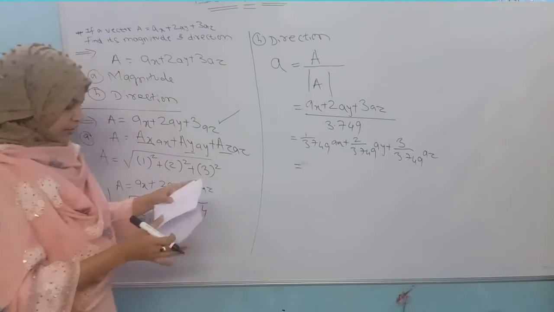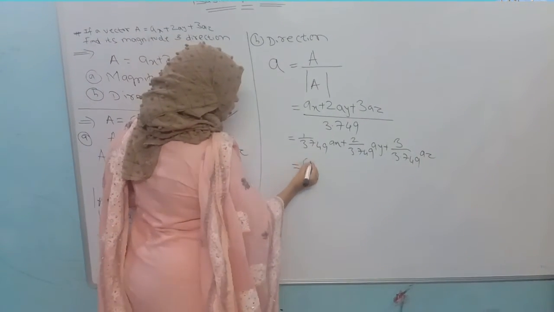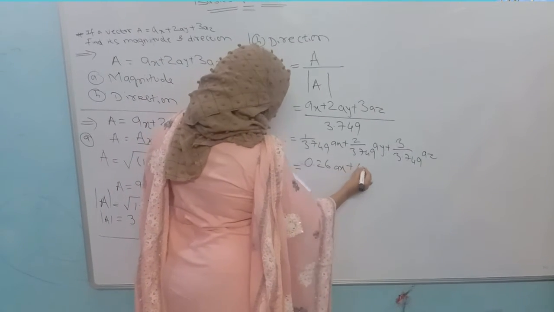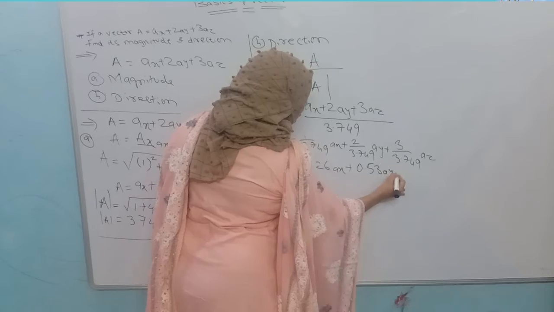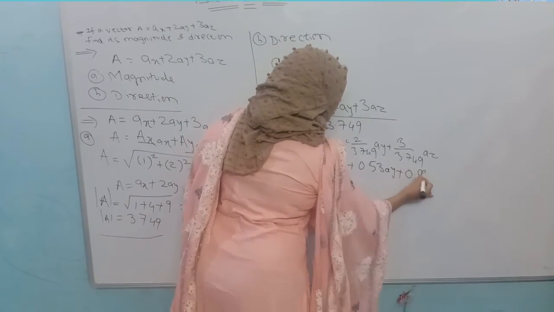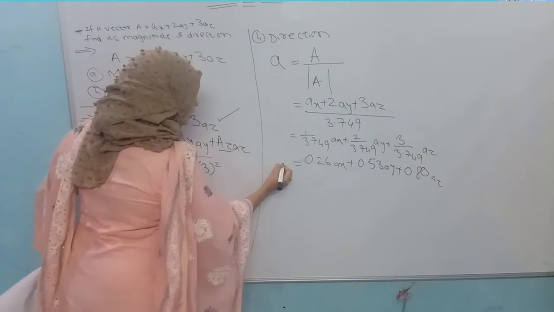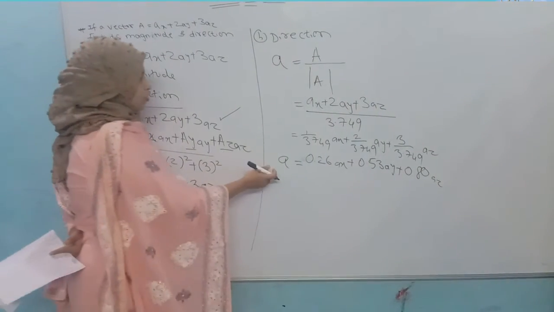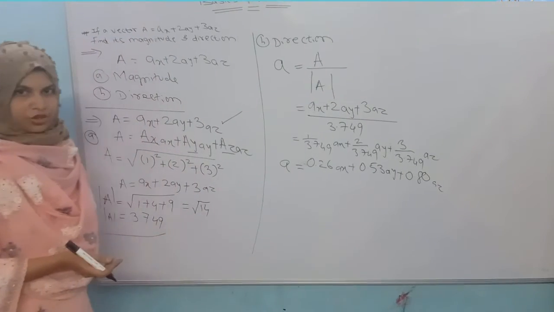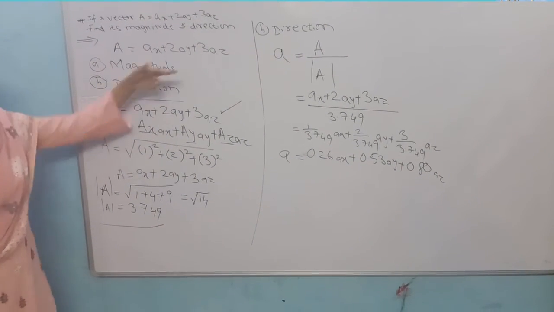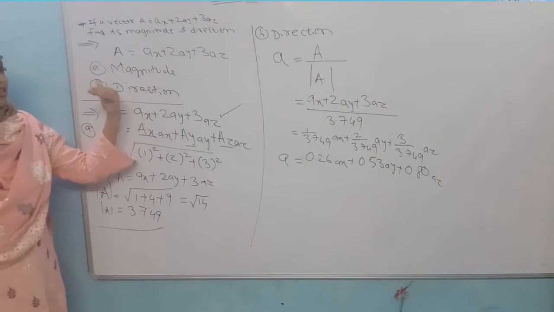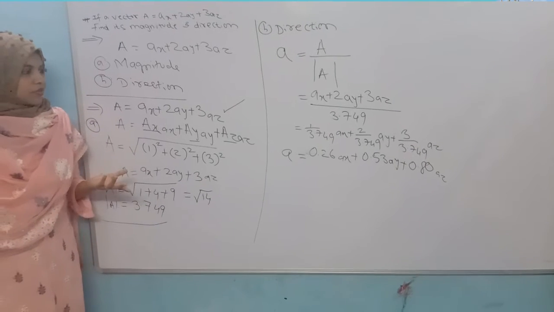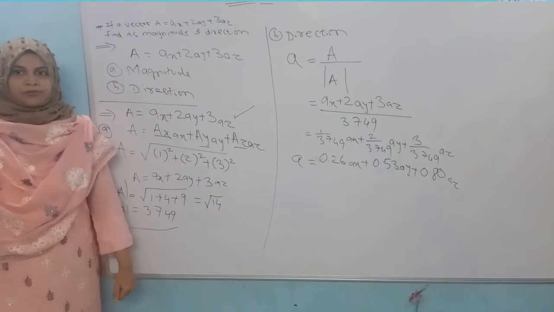So, what you will get with the help of calci? You will get as the answer 0.26 ax, 0.53 ay, and 0.80 az. So, what is this? This is nothing but the unit vector a. So, that you have calculated in the form of a direction. Okay. So, A part was the magnitude, B part was the direction by using the unit vector. I hope you have understood this numerical, and we will move towards the second numerical.